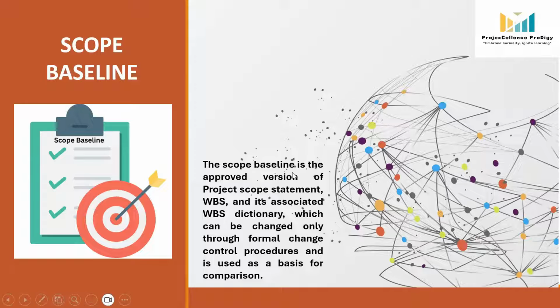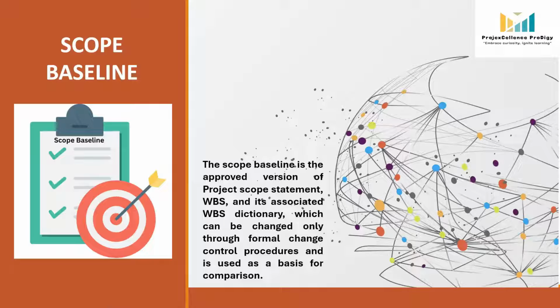The scope baseline is the approved version of the project scope statement, WBS, and its associated WBS dictionary, which can be changed only through formal change control procedures and is used as a basis for comparison. It is not a single document, but rather a collection of these three elements.